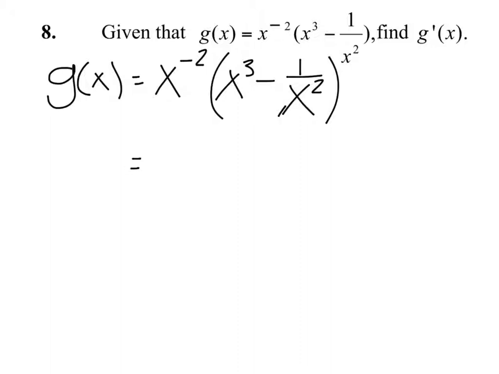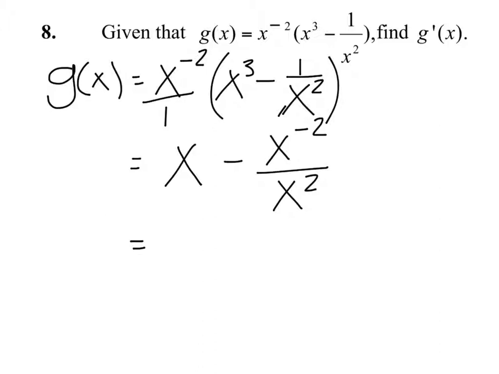So x to the power minus 2 times x cubed gives us x to the power 1, which is just x, and then x to the power minus 2 multiplied by 1 over x squared. If we think about x to the power minus 2 over 1, then it's top times top, which is x to the power minus 2, and then 1 times x to the power 2, which is x squared. So it's not quite ready for differentiation yet. We have to simplify our second term.